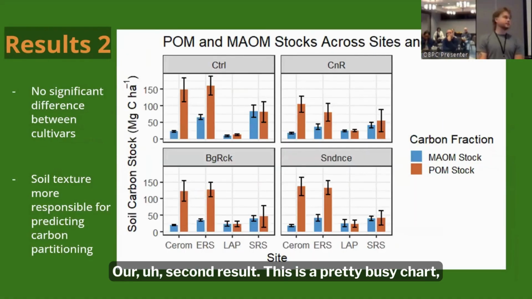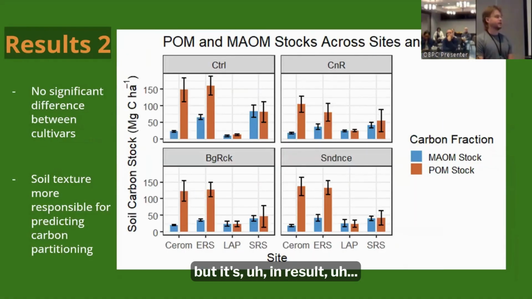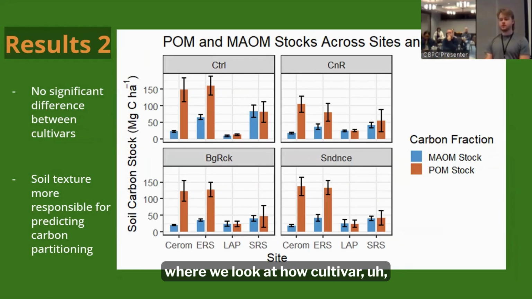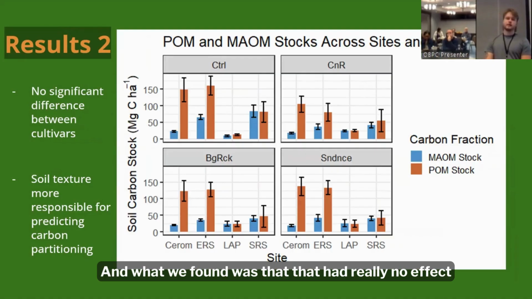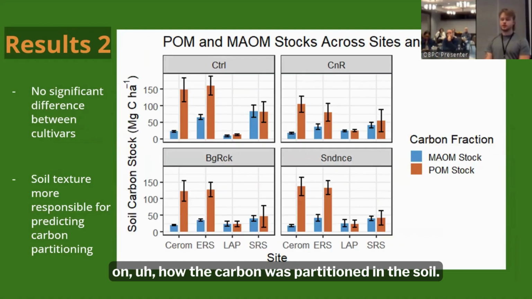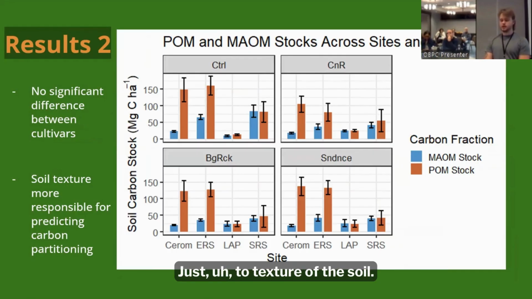Our second result, this is a pretty busy chart, but it's the results of our second hypothesis, where we look at how cultivar determines carbon storage in the soil based on soil texture. And what we found was that cultivar had really no effect on how the carbon was partitioned in the soil, and the rates were due primarily just to texture of the soil.